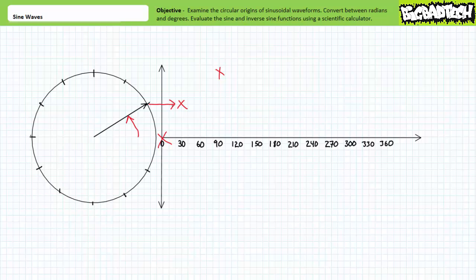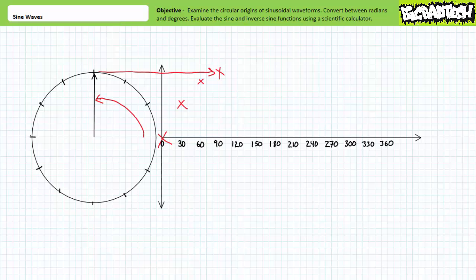At 30 degrees, or pi over 6 radians, the point is 0.5 units above the x-axis. The value of the sine function is 0.5. At 60 degrees, or pi over 3 radians, the point is 0.8660 units above the x-axis, and the value of the sine function is 0.8660. At 90 degrees, we again peak out 1 unit above the x-axis, given our unit circle has a radius of 1 unit. Continue travel in the counterclockwise direction.